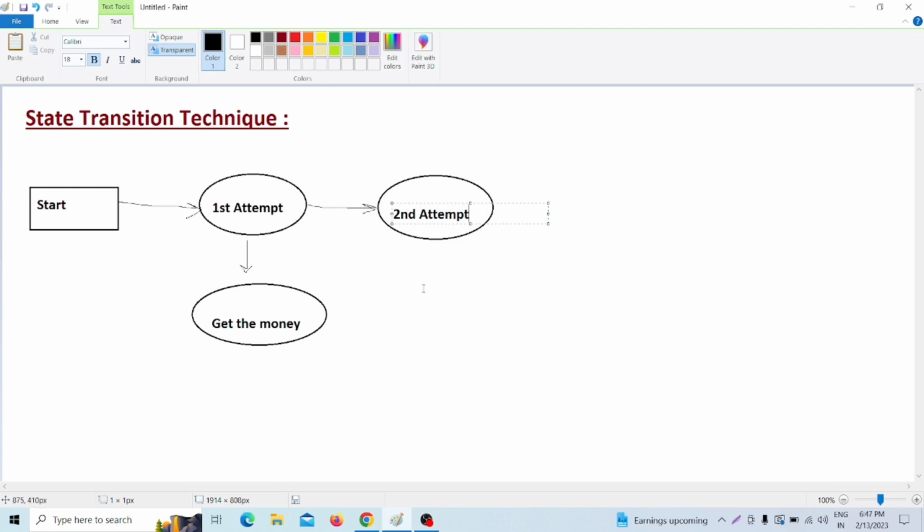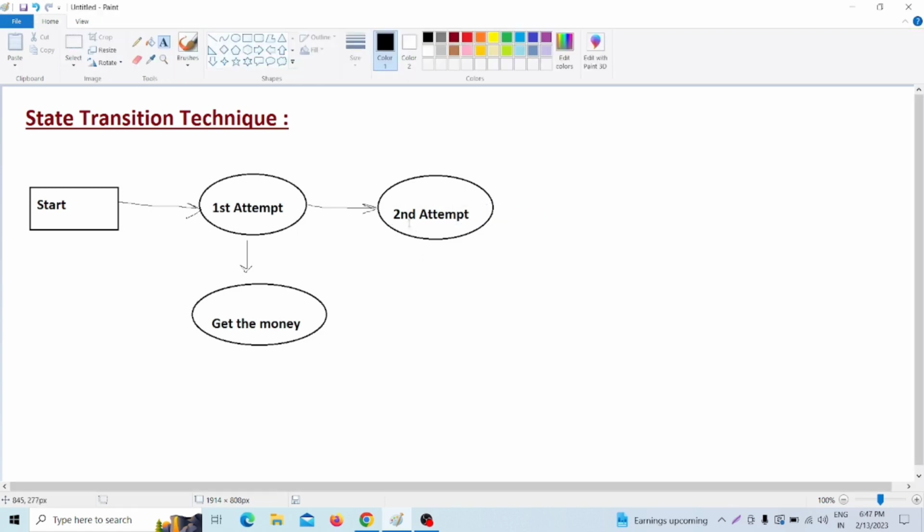The second attempt. Now, if any user for the second attempt, if the pin number is correct, then we can get the money. No issues. But for the second attempt, again the user puts some wrong pin number. If the user puts some wrong pin number, then what? Then again we can go for the third attempt.